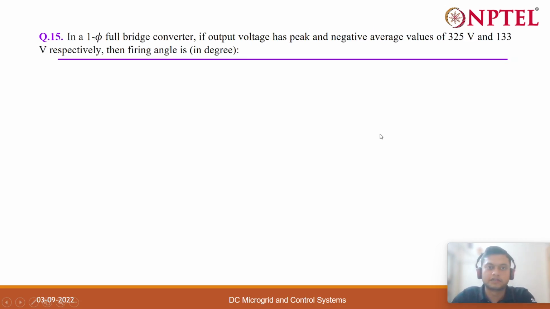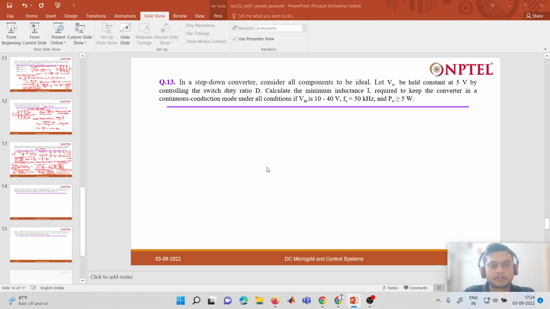Now let us see the 15th question. In a single phase full bridge converter, if the output voltage has peak and negative average values of 325 volt and 133 volt respectively, then the firing angle is in degrees. This is a nice question.